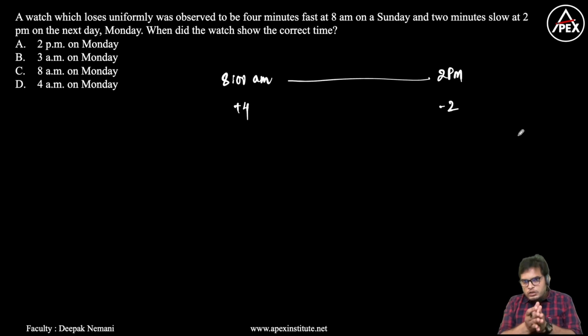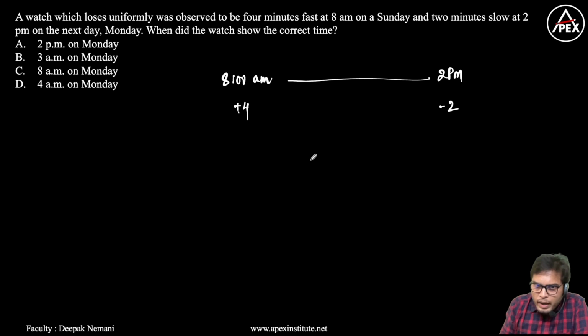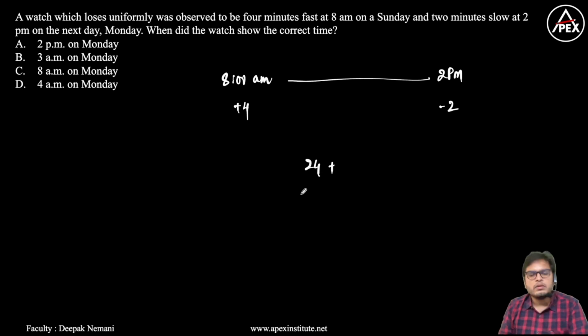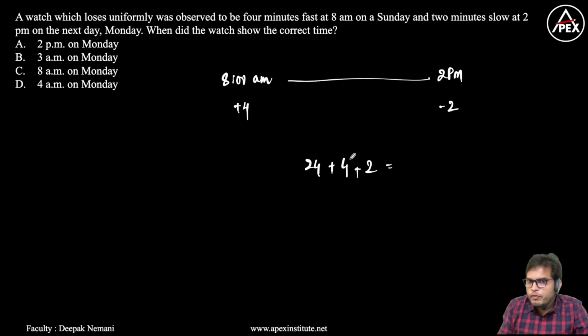Now how many hours do we have from 8 a.m. on Sunday to 2 p.m. on Monday? Okay, now from 8 a.m. on Sunday to 8 a.m. on Monday, you have 24 hours. Plus, now from 8 a.m. on Monday to 12 p.m. on Monday, you have 4 hours. Plus, from 12 p.m. on Monday to 2 p.m. on Monday, you have 2 hours. So 24 plus 4, 28 plus 2, 30.